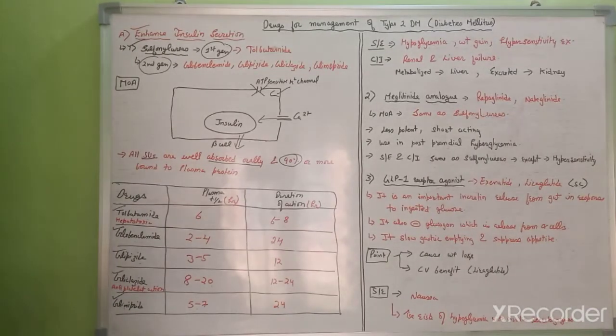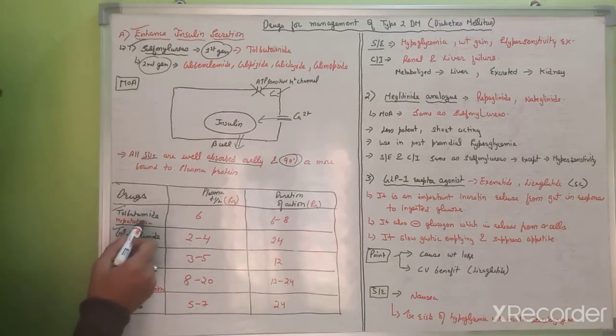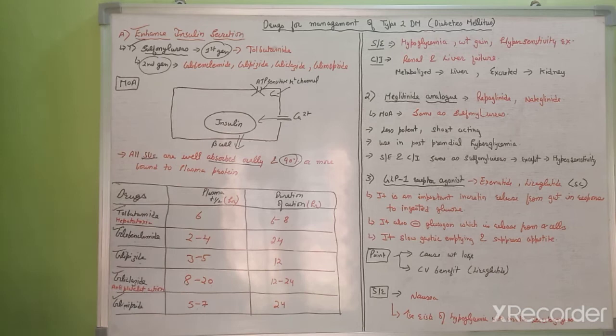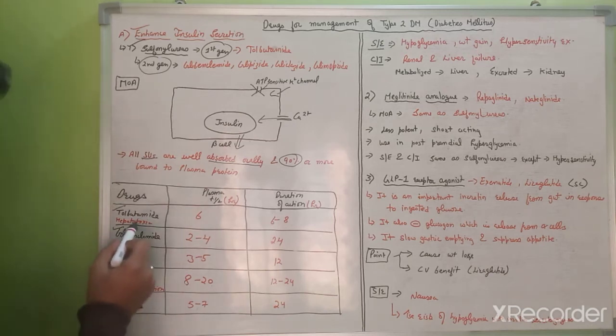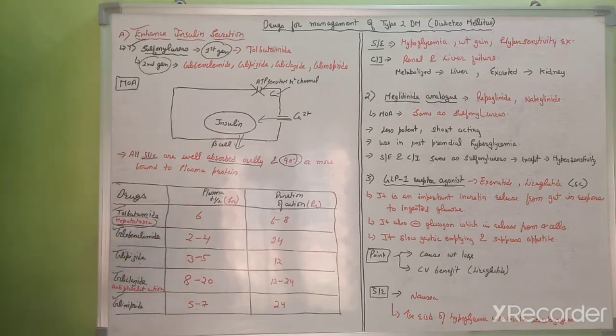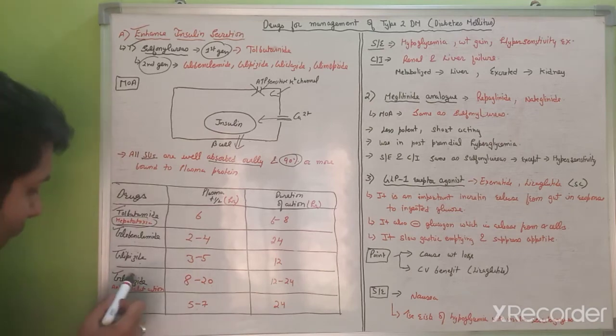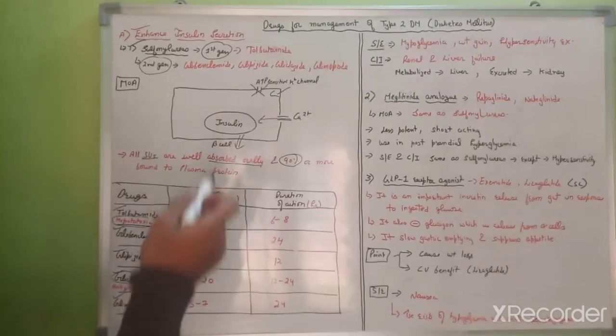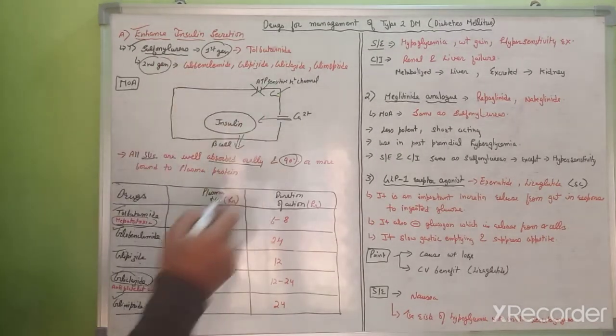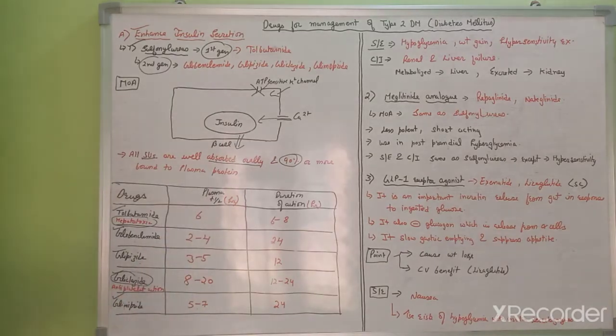Here an important point to remember is that tolbutamide is hepatotoxic. So the side effect of tolbutamide is that it causes hepatotoxicity. And the drug gliclazide, which is a second generation sulfonylurea, has an additional action, that it possesses antiplatelet action. This is a very important point, that gliclazide possesses antiplatelet action, which is the additional action of this drug.